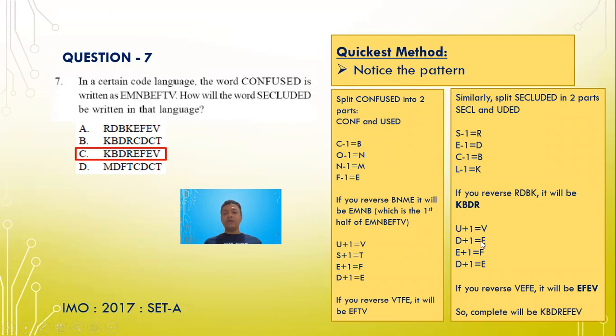Similarly, UDED, what comes after U? V. What comes after D? E. What comes after E? F. What comes after D? E, isn't it? So if you reverse VEFE, it will be EFEV. Now join KBDR with EFEV. So KBDR EFEV is the right answer. Again, this was a very good question, and the pattern also was a bit difficult. With practice, you should be able to get the answers for such questions.